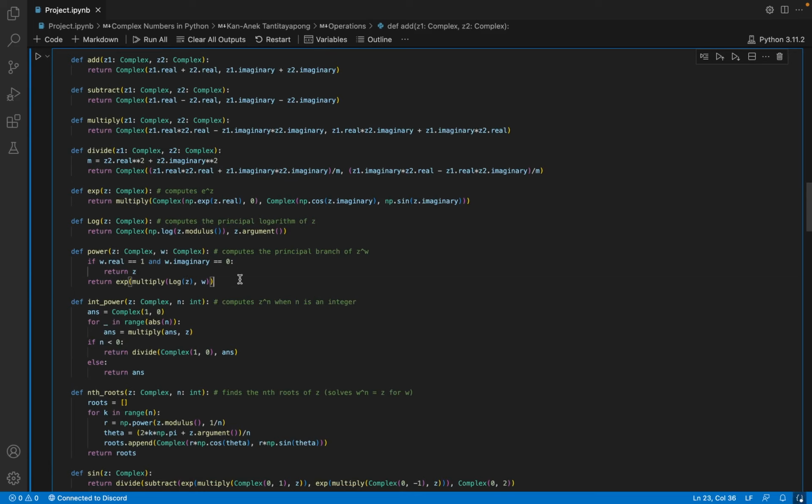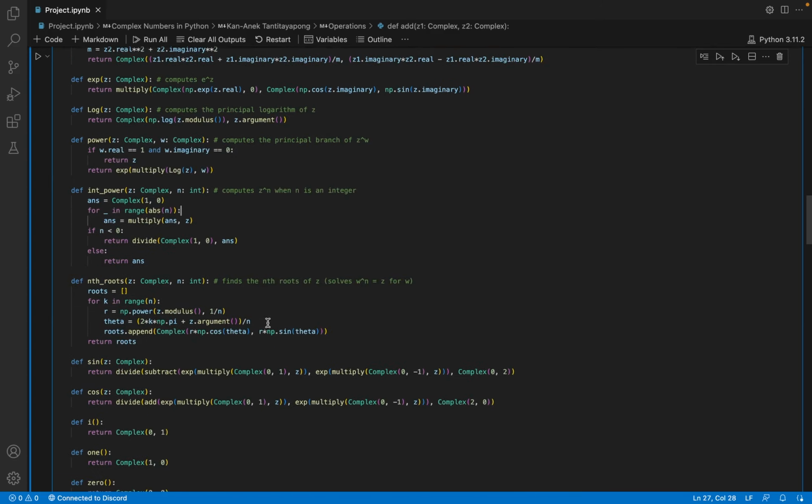We have two power functions. The first, normal power, computes a complex number to another complex number, while int power is suitable for z to the n, where n is an integer and z is a complex number. Next, we have the nth roots of a complex number.